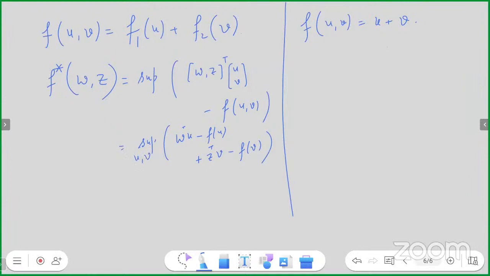This one, f1 minus 1. Yes. Now what is this equal to? If everything is separable, the supremum is separable. There is no dependency across. So this is the same as supremizing over u plus supremizing over v. Exactly. So this is equal to f1 star of w plus f2 star of z.